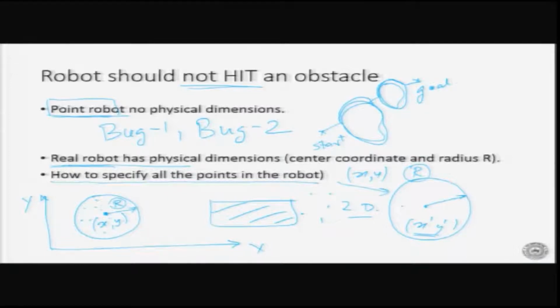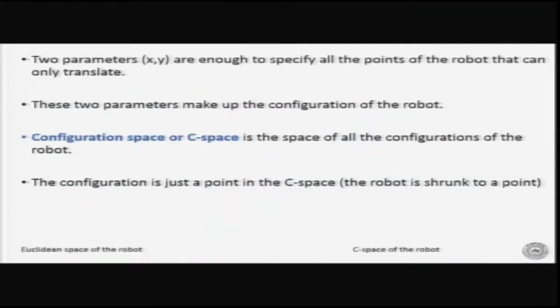That means, if I go to another space which will have only these two parameters x and y, then I can do the planning in that space. So, the two parameters x and y are enough to specify all the points of the robot. Okay. So, this is two parameters, and these two parameters make up what we call the configuration space.